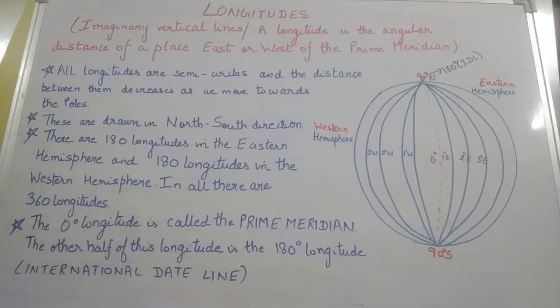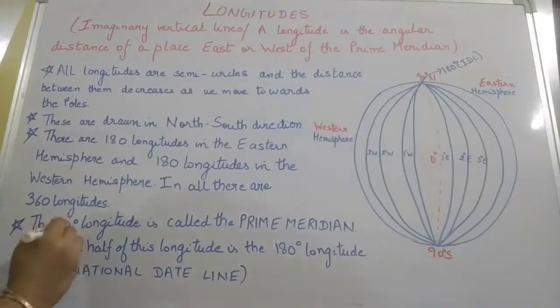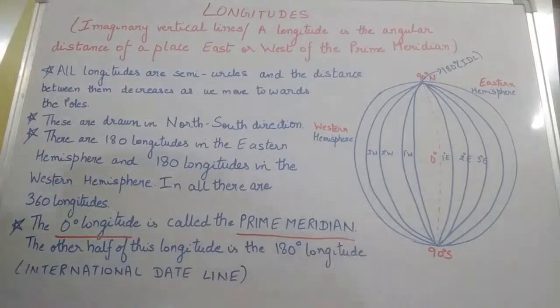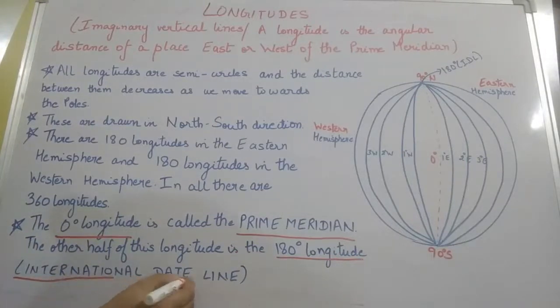Now let us talk about the important longitudes. The 0 degree longitude is called the prime meridian. Now this is very important, so I have underlined it with the red color. And the other half of this longitude, that is the 180 degree longitude, is known as your international dateline. So these points are very important.